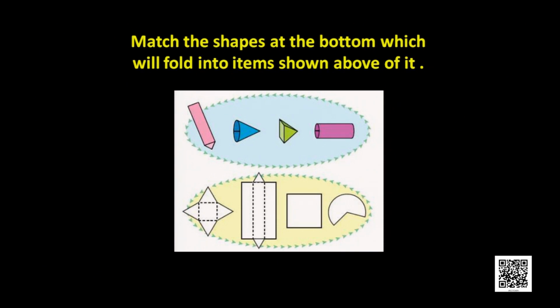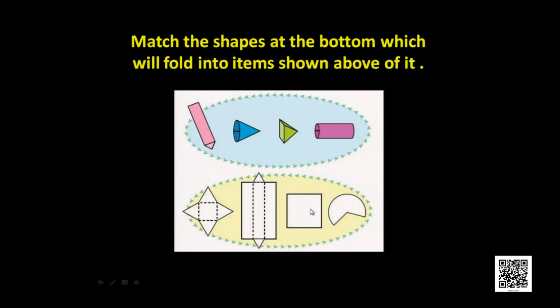You fold it, you will get the square pyramid. Similarly, here you see this shape. If I fold it, what will I get? You see here, this is a pencil type object. If I fold this one, I will get this one. You can also try it out.